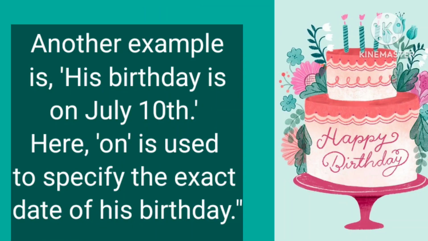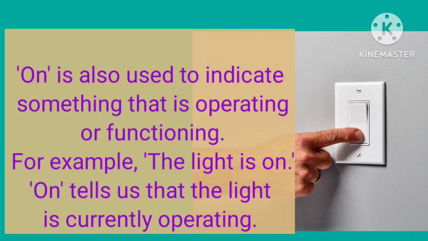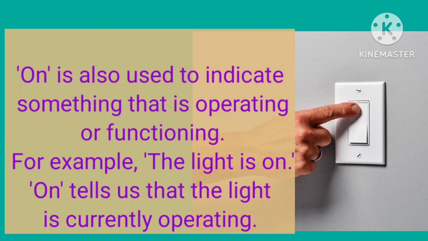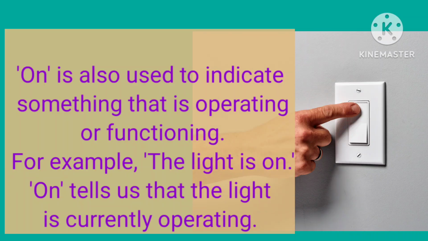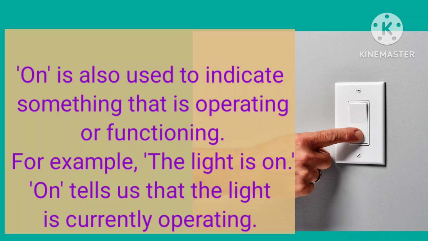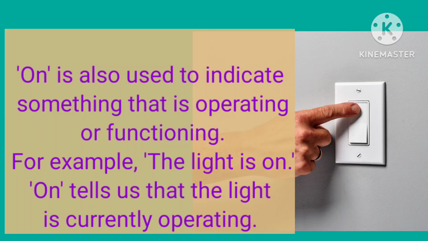Another example is his birthday is on July 10th. Here, on is used to specify the exact date of his birthday. On is also used to indicate something that is operating or functioning. For example, the light is on. On tells us that the light is currently operating.